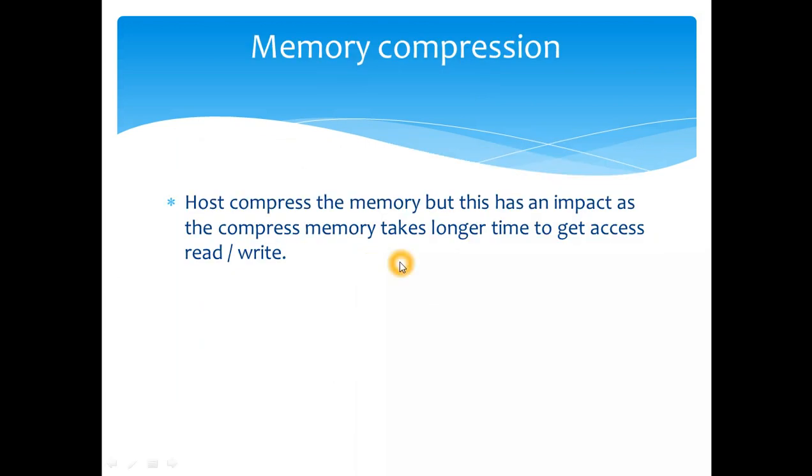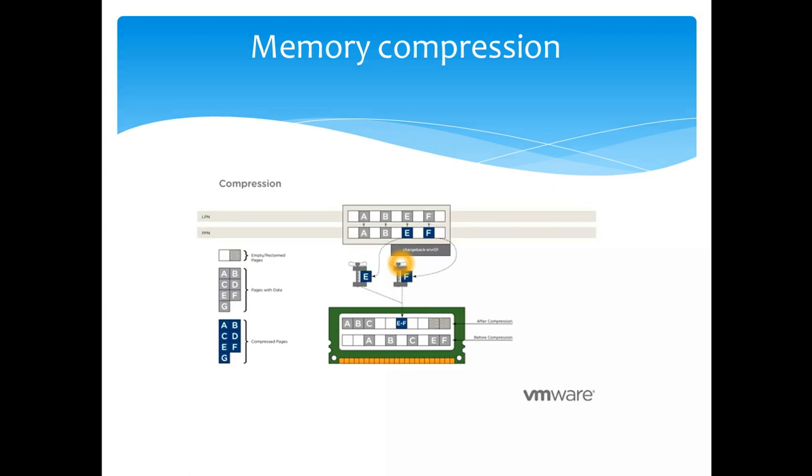The next one we have, the third one, is memory compression. So the host compresses the memory, but this has an impact, as compressed memory takes longer to access for read and write. So this is how it happens.